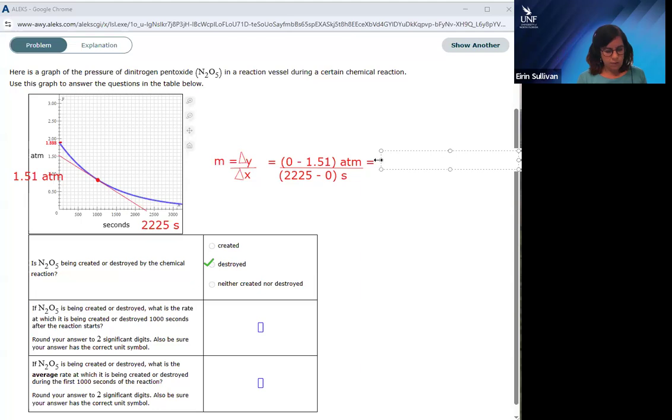Come on, calculator. So 1.51 divided by 2,225 is about 0.00068. So that's like 6.8 times 10 to the power of negative 4, and that is going to be units of atmospheres per second, or atmosphere second to the -1, whichever you prefer. All right, so that is my instantaneous rate sorted.